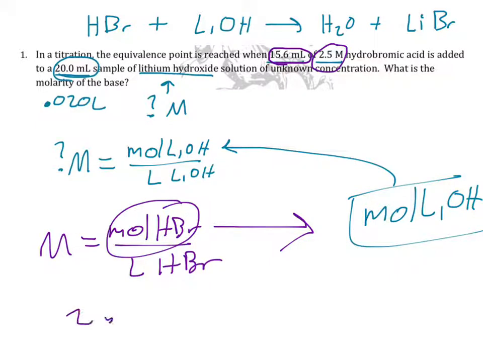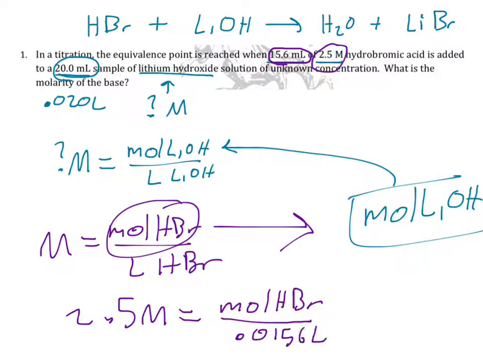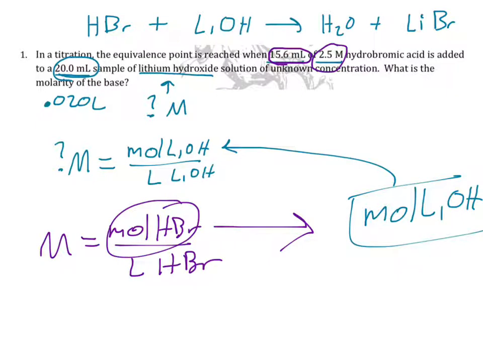So we have the molarity, which is 2.5 molar solution of the hydrobromic acid. Then we have the moles of the hydrobromic acid that we are solving for, and then we just need to divide it by the liters, which is 0.0156 liters, because 15.6 milliliters is 0.0156 liters. And we just need to solve for moles now. And when you solve for moles, you end up with 0.039 moles of HBr. And so what this means is that it took that many moles of the hydrobromic acid to neutralize all of the lithium hydroxide.